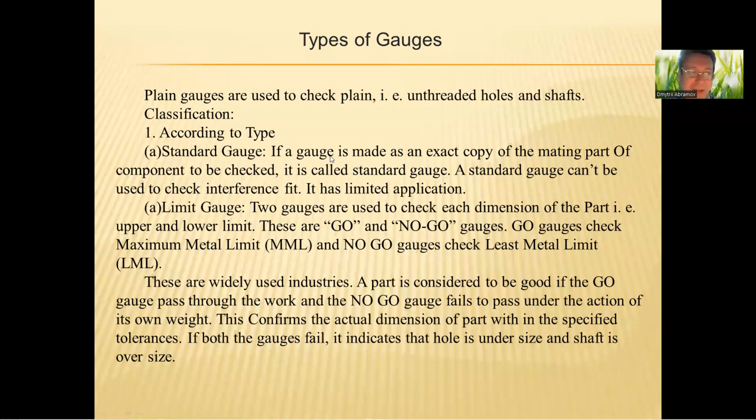And we start classification according to type. Standard gauge. If a gauge is made as an exact copy of the matching part of the component to be checked, it is called a standard gauge. A standard gauge can't be used to check interference fit. It has limited application.